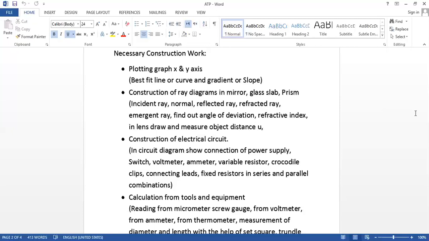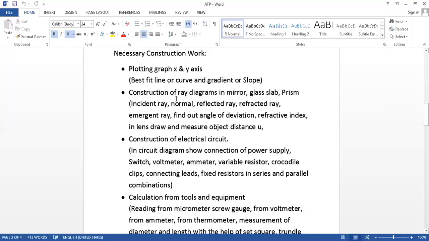Now in plotting graph, you will have 10 or 12 marks for this graph. So this graph is very important, and you must practice graphs from different past papers. It is compulsory for this paper. So you will practice plotting graphs. It is necessary, and you will get 10 or 12 marks. Now next is construction.